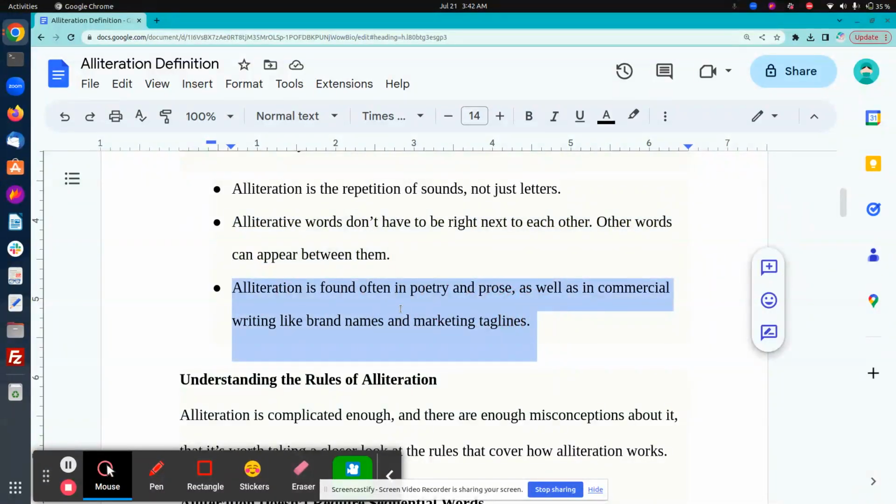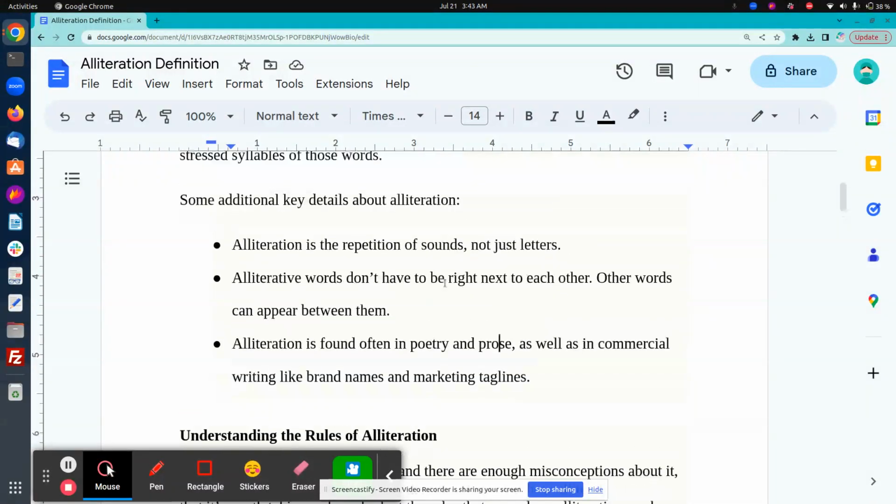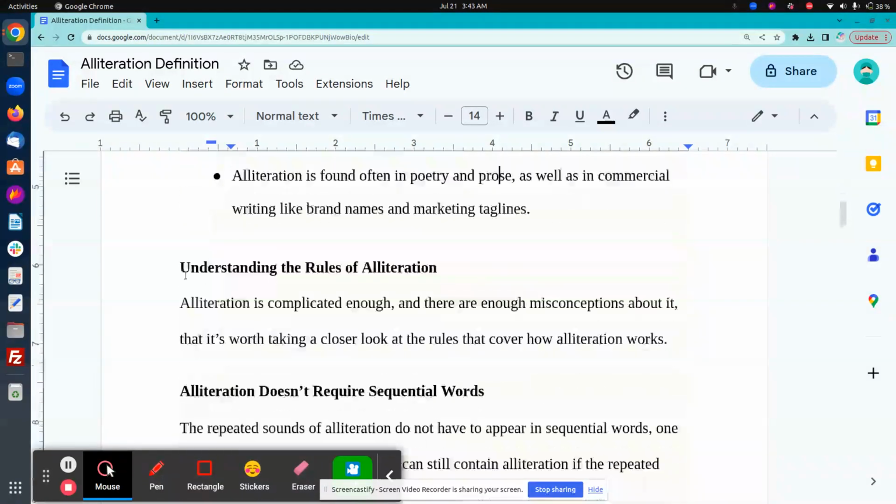Alliteration is found often in poetry and prose, as well as in commercial writing like brand names and marketing taglines. So alliteration has a lot of usage, but it's often used in poetry and prose, and it's also used in commercial writing for marketing purposes. For example, Dunkin' Donuts, Pizza Piper. There are a lot of marketing taglines that use alliteration.